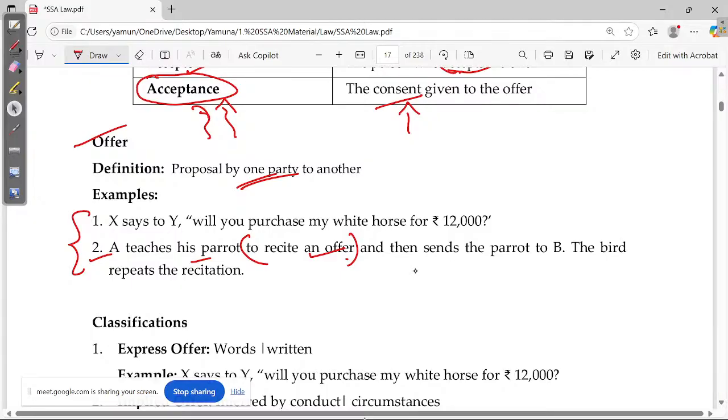So A teaches his parrot to recite an offer and then sends the parrot to B. The bird repeats the recitation. It's a valid offer. You can please make a note of it. Okay, it's a valid offer.